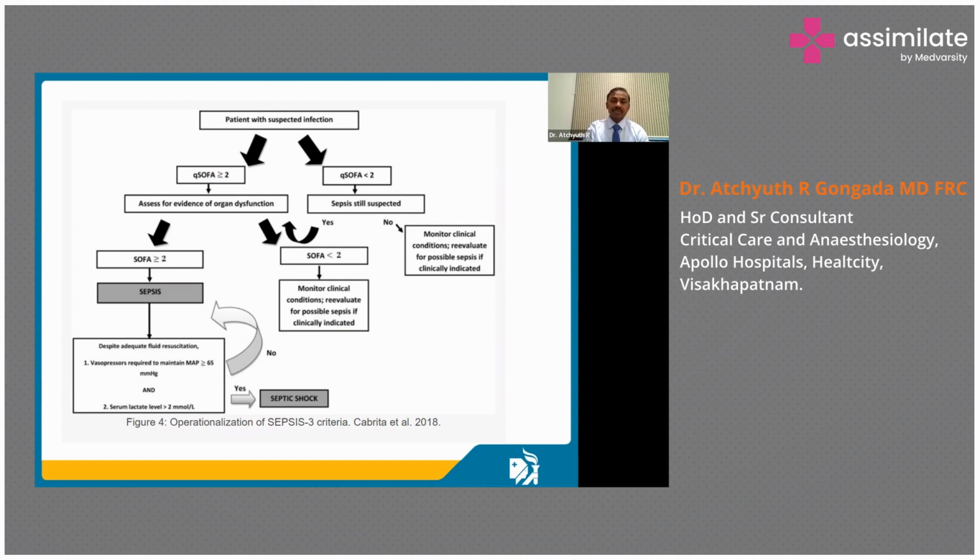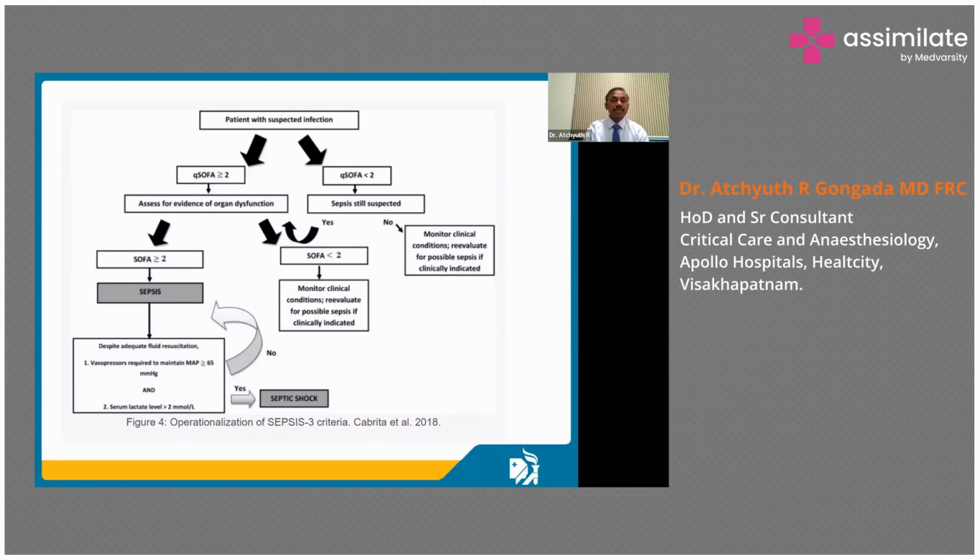The definition of sepsis, the latest definition, we can include that in the operational management of patients. So when you come across patients with suspected infection, you look at quick SOFA, and if the quick SOFA is more than or equal to 2, you assess the function of organs. You look for evidence of organ dysfunction, and if the SOFA score is more than or equal to 2, call it sepsis.